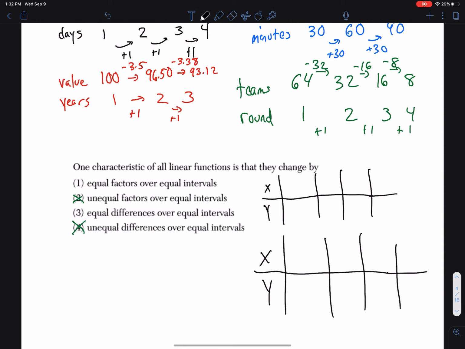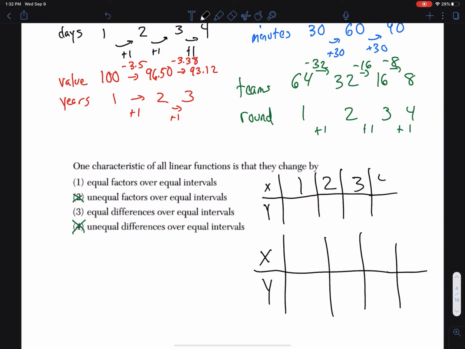So let's have the top one be x: 1, 2, 3, 4. And then the y would be 2, 4, 8, 16. And then 1, 2, 3, 4 again for the bottom relation, and we'll have 5, 7, 9, 11. One of these is linear and one of these is not. I want you guys to take a minute, think of which one's linear, which one's nonlinear, and then match choice 1 or choice 3 with one of these examples here. Pause the video once you're done.